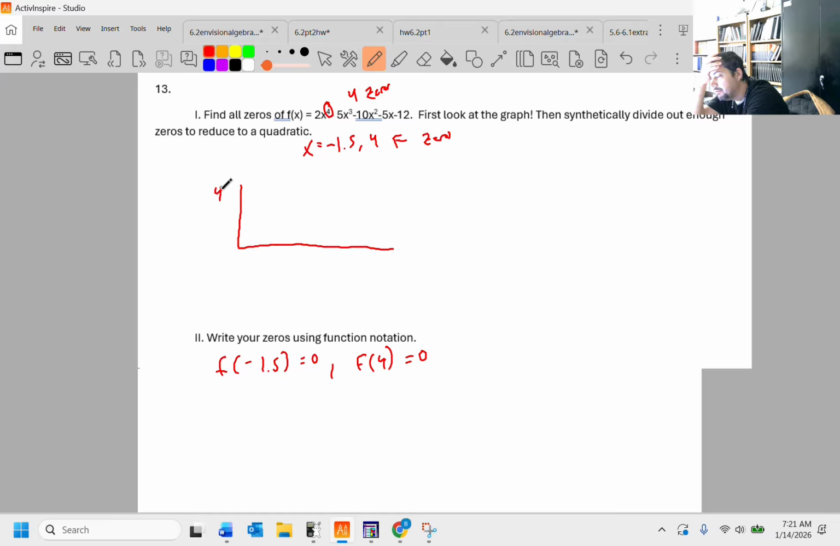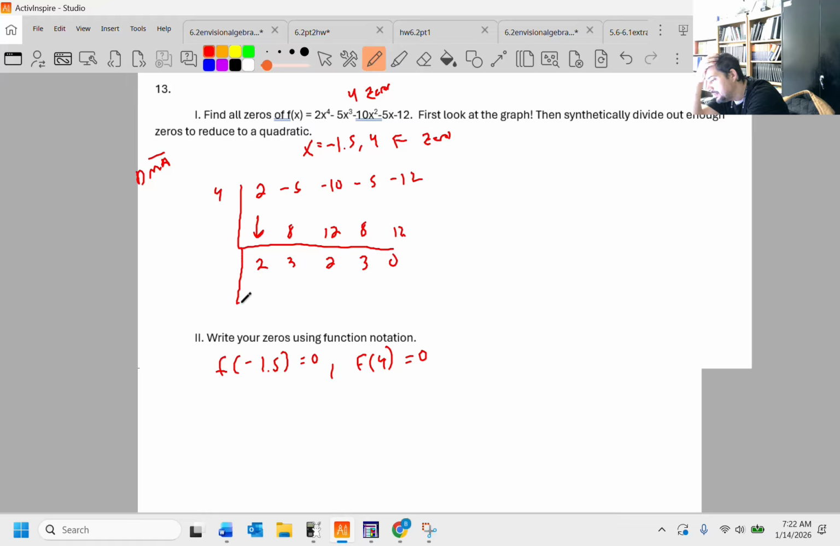And I'm just going to do the 4 first. Coefficients are 2, negative 5, negative 10, negative 5, and negative 12. And your acronym for synthetic division was DMA. So we're going to drop the 2. 4 times 2 is 8. -5 plus 8 is 3. 4 times 3 is 12. -10 plus 12 is 2. 4 times 2 is 8. -5 plus 8 is 3. 4 times 3 is 12. And we have a 0.